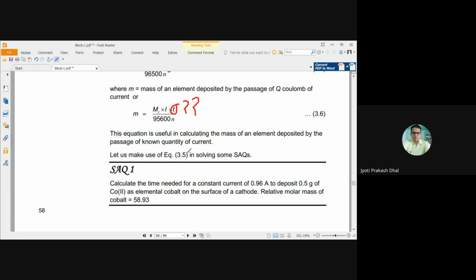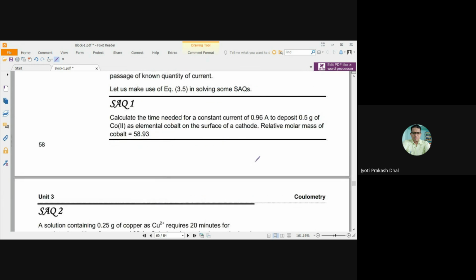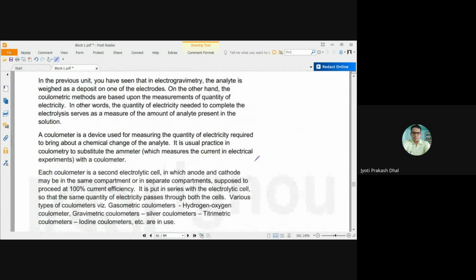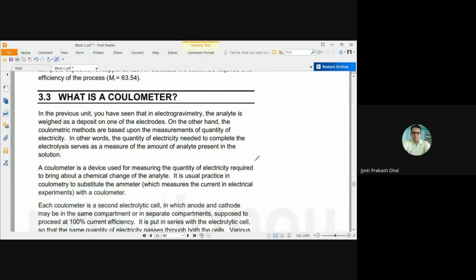Here the value of m is given, that is 0.5 gram. The value of I is given, that is 0.96 ampere. The Mr value is 58.93. And the n value is nothing but 2, that is cobalt 2 plus. So by putting all these values, we can find out the time needed for a constant current of 0.96 ampere to deposit 0.5 gram of cobalt 2 plus as elemental cobalt. Now coming to what is coulometry.